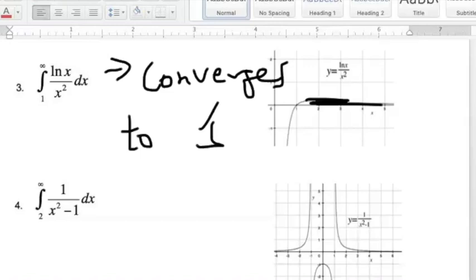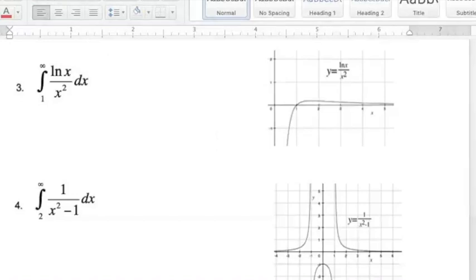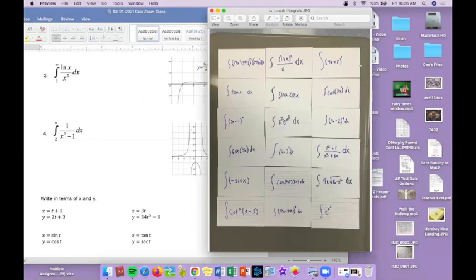All right, let me see where we are on the clock here. Very good. Okay. Where I'd like to go to next is our u-substitution practice. All right.